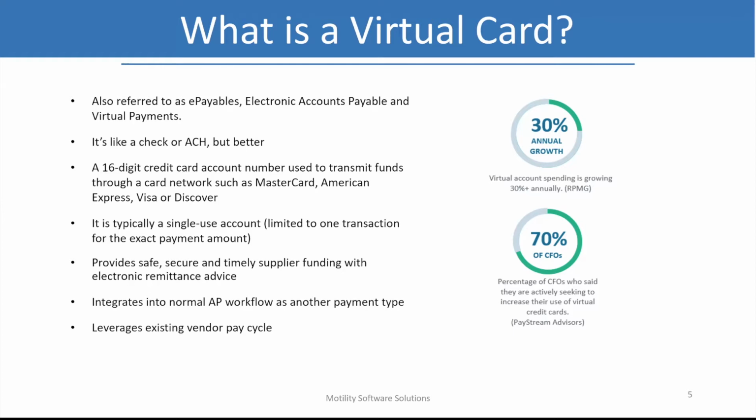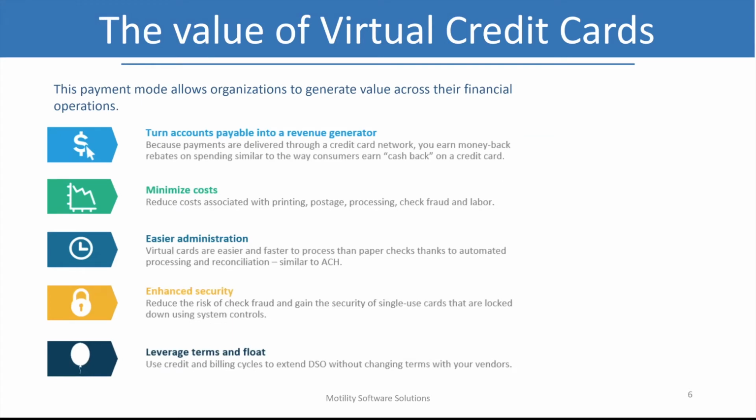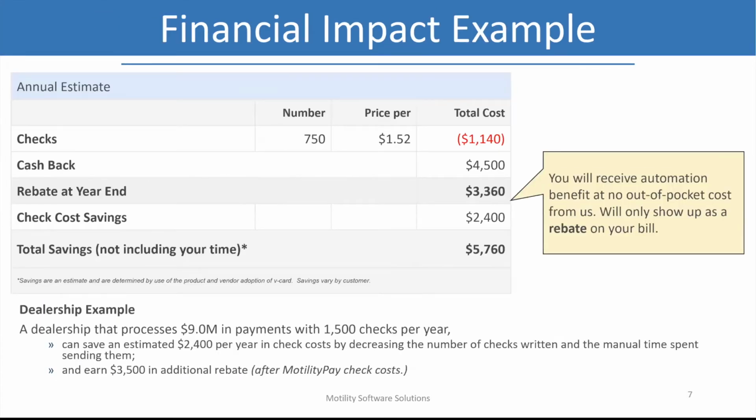If you look at it from the vendor's perspective, they're getting their payment faster. They're optimizing their cash flow. They don't have the liability of having your card number on file. And again, from your perspective, you're saving time, and you're actually saving money on this. You're not having to have the hard costs associated with the check. And finally, you're turning your AP process into a revenue generator. You're able to earn money back simply by paying your suppliers, something that you have to do and something that you're doing right now.